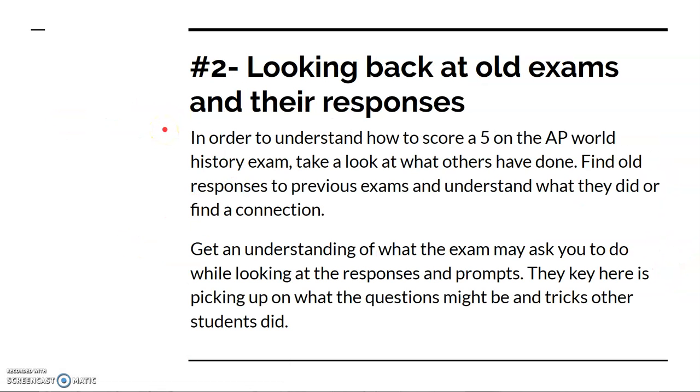Number 2 is looking back at old exams and their responses. By there I mean the students' responses. So in order to understand how to score a 5 on the AP World History exam, you must first find other students that have taken this exam, and see what they did and how they did it.